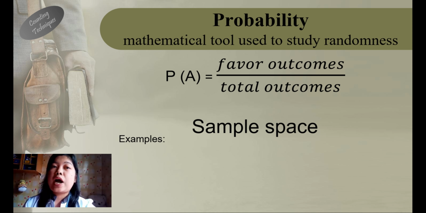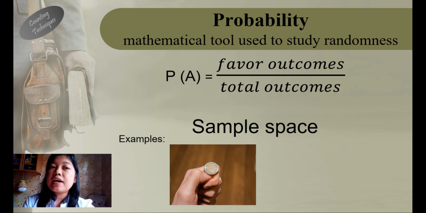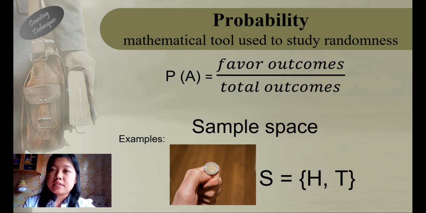Before we illustrate how to analyze the probability, we have to understand first the sample space. Basically, it is defined as the set of all possible outcomes that can occur. For example, what are the possible outcomes in tossing one coin? We can get only two possible outcomes, heads or tails. So, the sample space for this situation is either heads or tails.